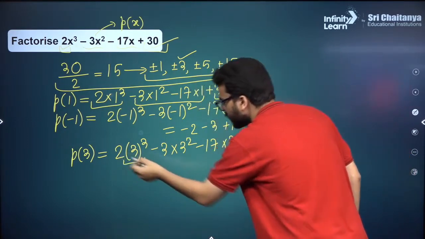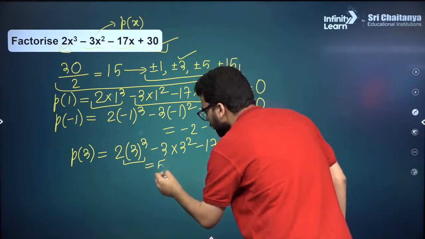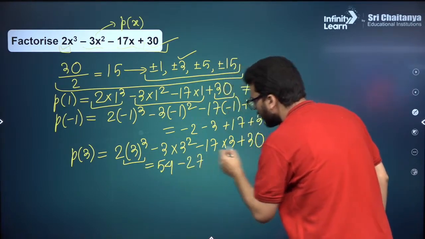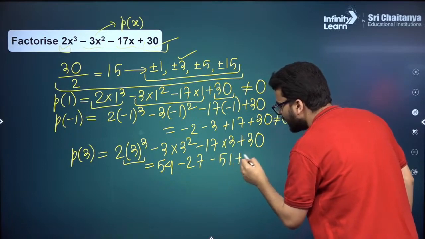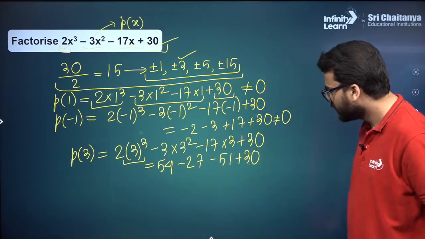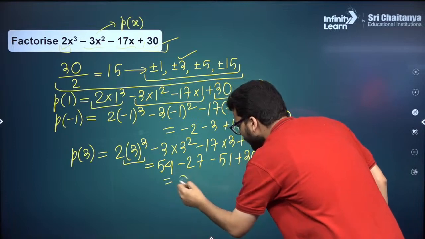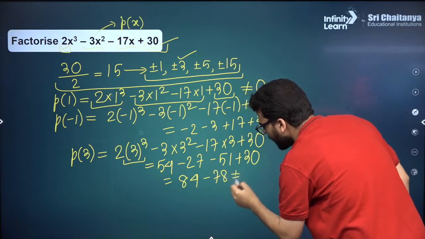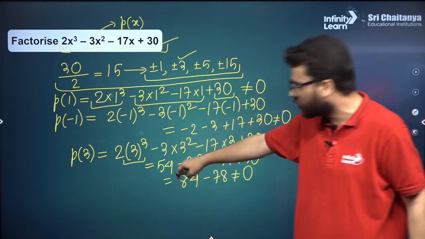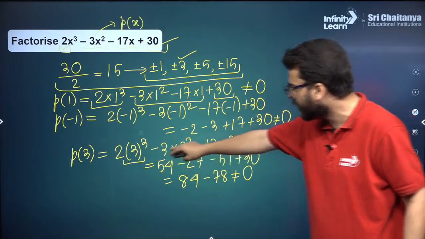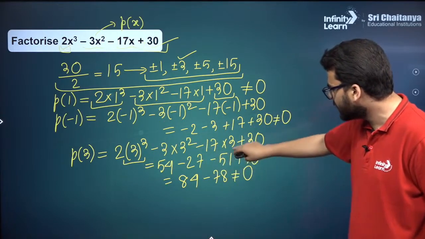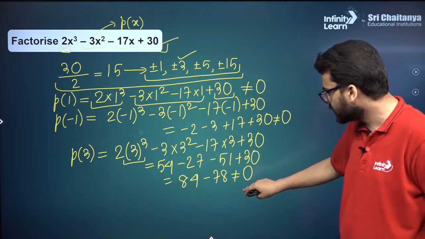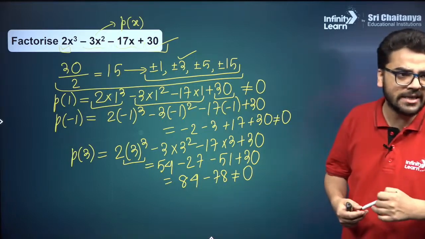So this is basically 54 and this is 30 over here. So what are we getting over here? So I think we are getting 84 and this is coming out to be 78. So that is not coming out to be 0 again. I hope that is correct. You can just check it quickly. We are putting 3 over here. So 27 into 2 is 54. 9 3s are 27, 17 3s are 51 and this is 30. So this is basically 84 minus 78. Yeah, that is not coming out to be equal to 0.